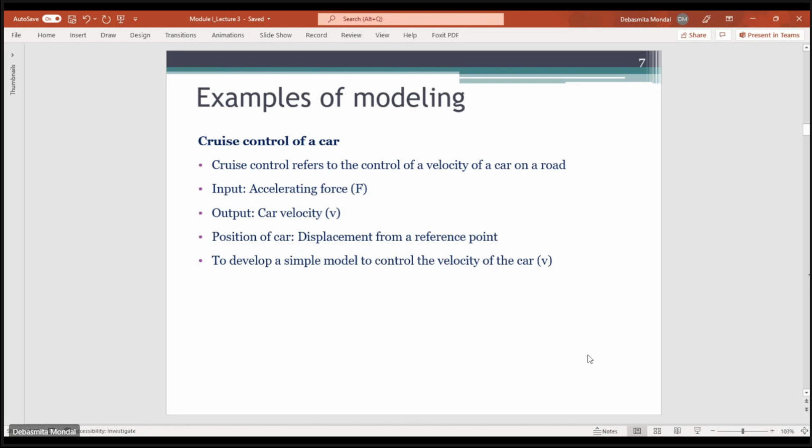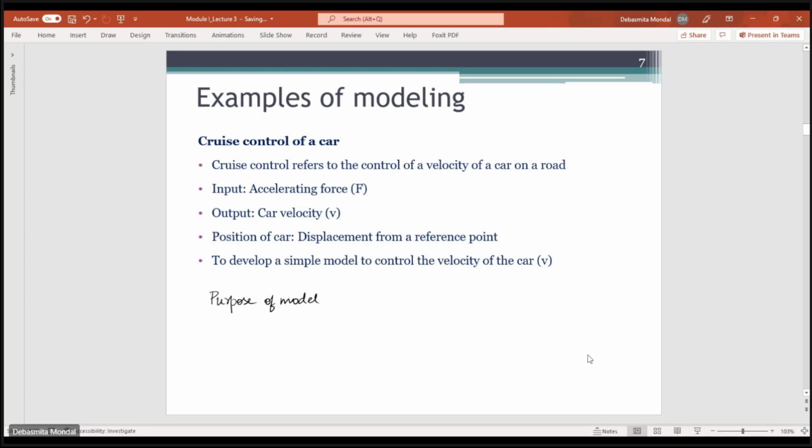If you remember from the first or second class, we had said that there are different steps while modeling a system, various steps which we need to follow. The first step was to define the purpose of the model. Then we need to define the boundaries. Boundaries means we need to define the environment in which the total system is functioning.